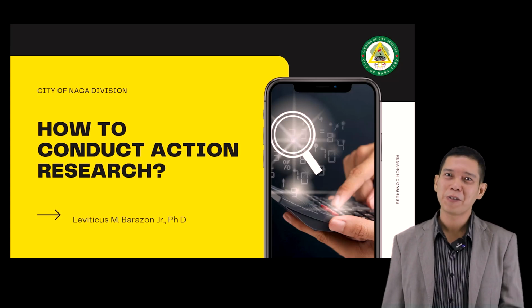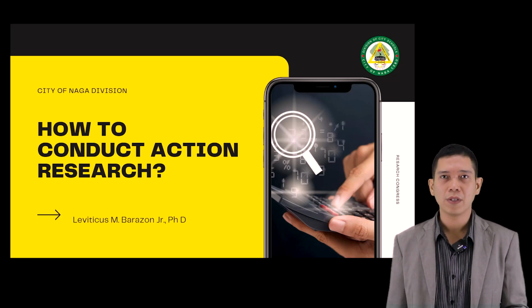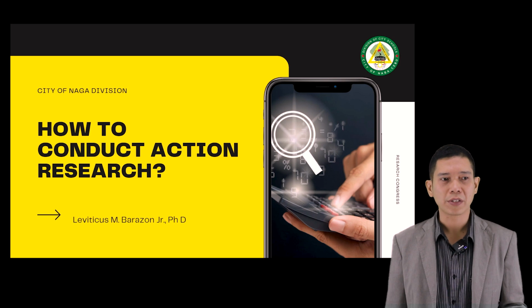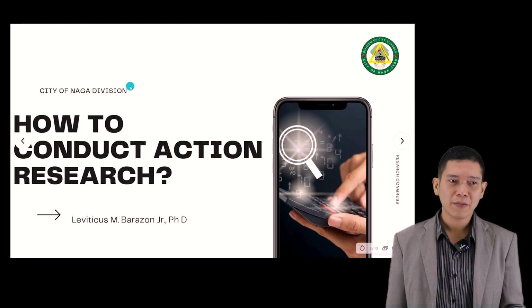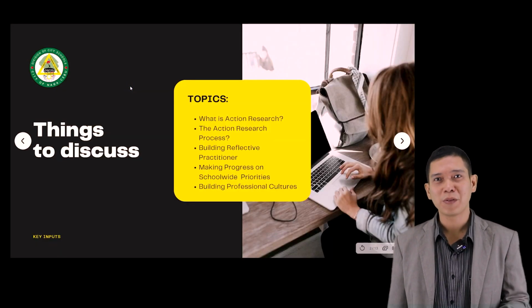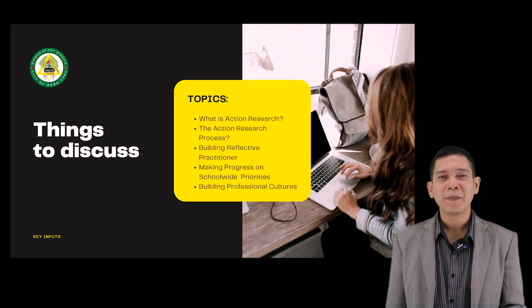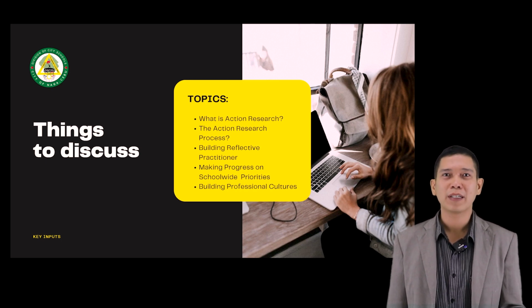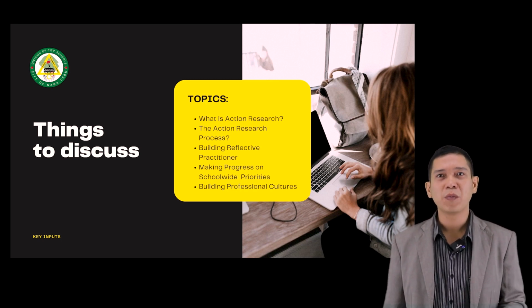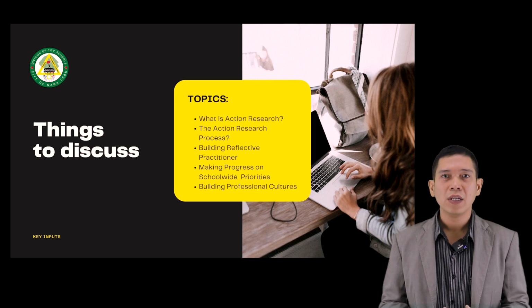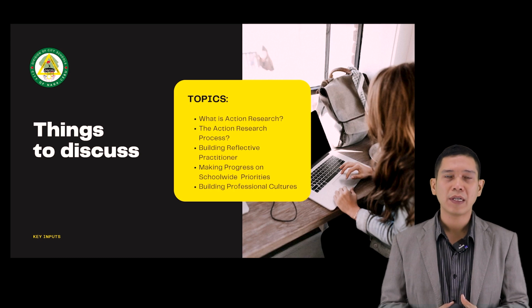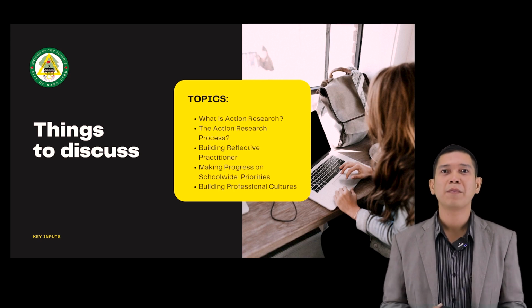Alright, so again, ladies and gentlemen, we are going to answer the question, how do we conduct action research? So we're going to cover the following topics. What is action research and how do we define it? And after doing that, we're going to cover what are the different steps that we need to conduct in order for us to do action research. After doing that, we're also going to talk about being a reflective practitioner.